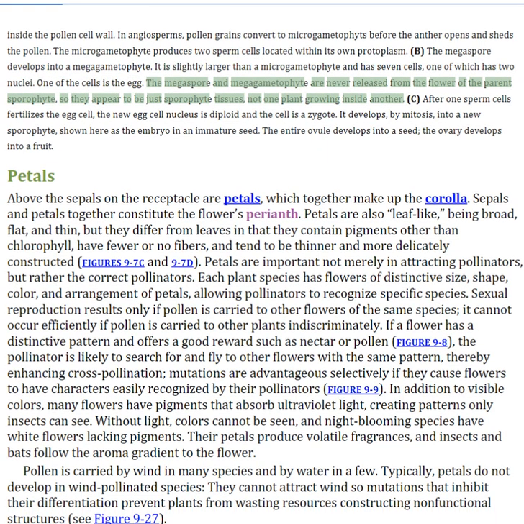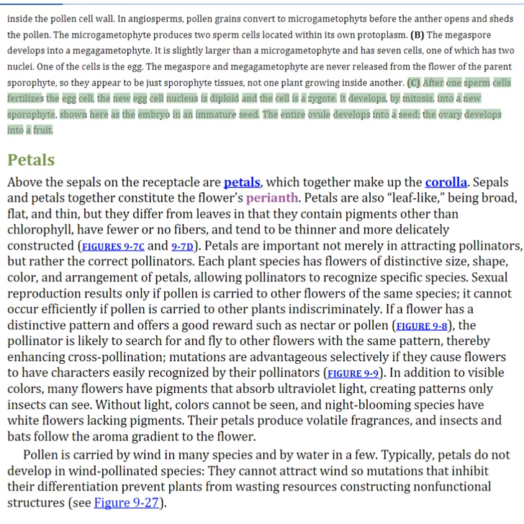The megaspore and megagametophyte are never released from the flower of the parent sporophyte, so they appear to be just sporophyte tissues, not one plant growing inside another. After one sperm cell fertilizes the egg cell, the new egg cell nucleus is diploid and the cell is a zygote. It develops, by mitosis, into a new sporophyte, shown here as the embryo in an immature seed. The entire ovule develops into a seed, and the ovary develops into a fruit.